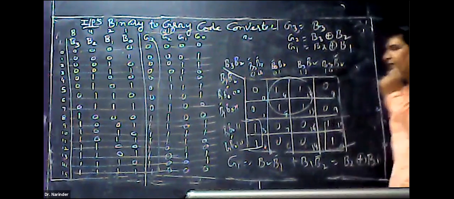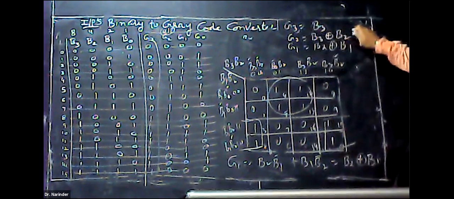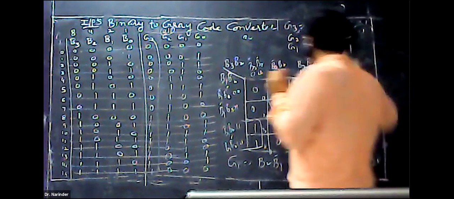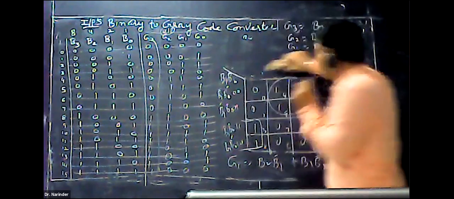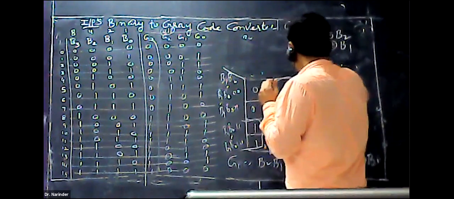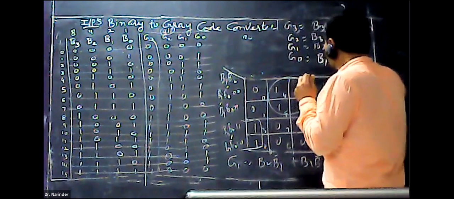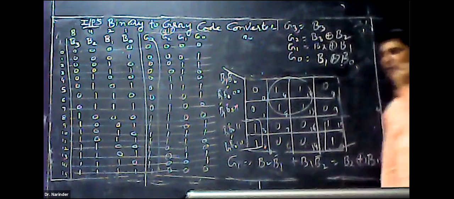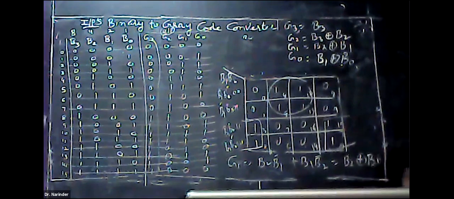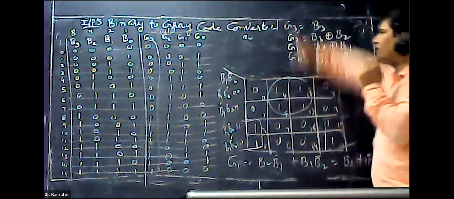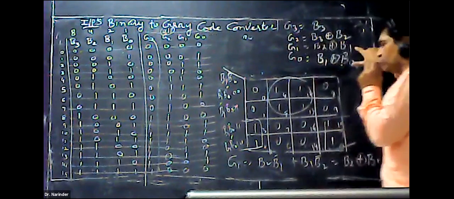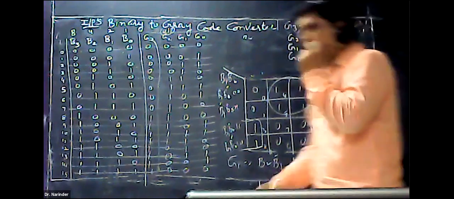Have you noticed the pattern? Firstly, it was B3 XOR B2. Now it is B2 XOR B1. Now if I pursue G0, it would be B1 XOR B0. In a similar way, we can derive the expressions for the output of the gray code. That is G3 is B3, G2 is B3 XOR B2, G1 is B2 XOR B1, G0 is B1 XOR B0.